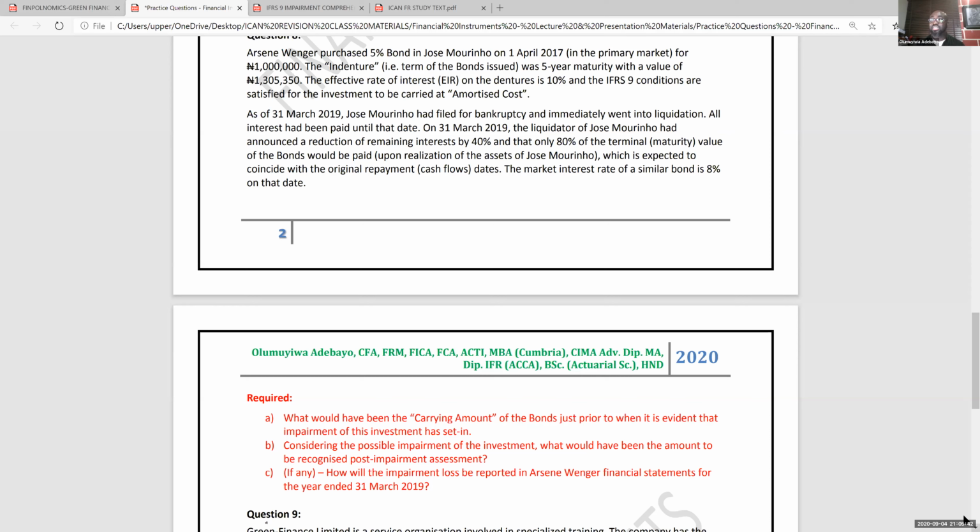Second question is this: considering the possibility of impairment, what would have been the amount to be recognized post-impairment? Which means considering that it has suffered impairment loss, what would be the carrying amount post-impairment? What would be the net carrying amount after you deduct the impairment allowance from the gross amount? And C says, if any, how will the impairment loss be reported in the books of Arsene Wenger financial statements for the year ended 31st of March 2019?